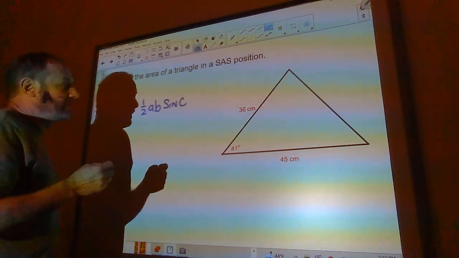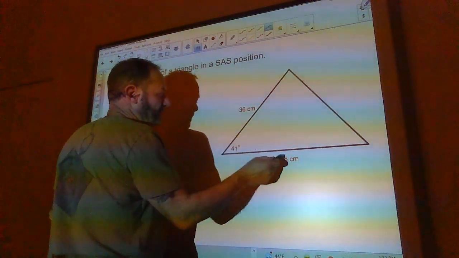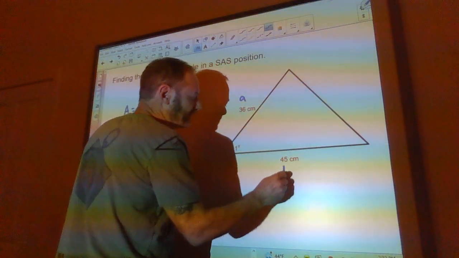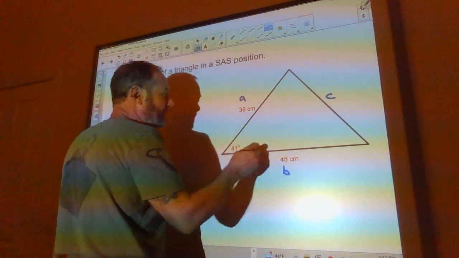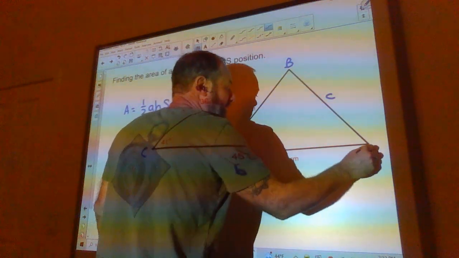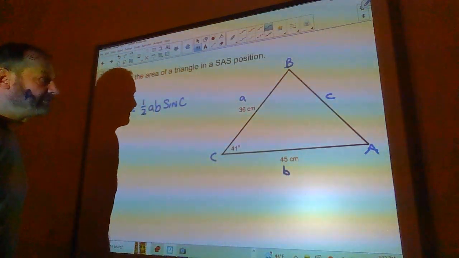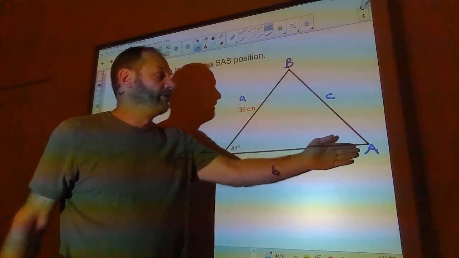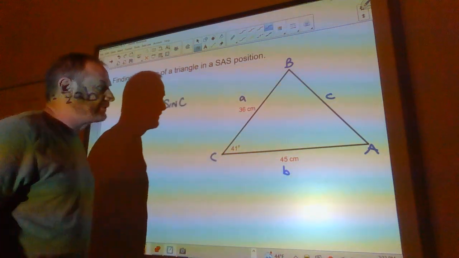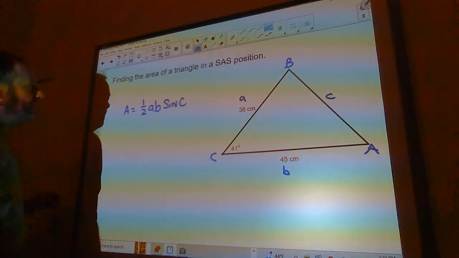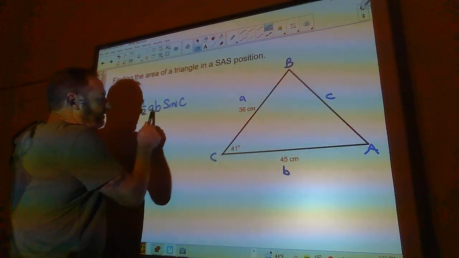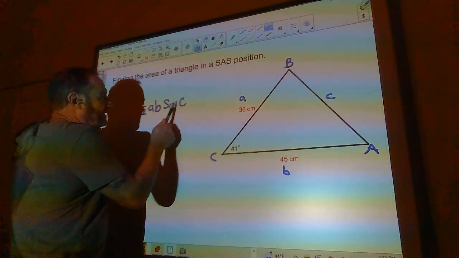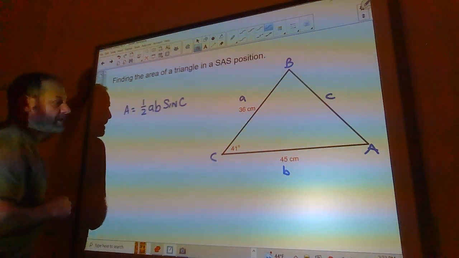Now, if I label this thing properly, let's say I know these two sides, so I call this A and B, it doesn't matter which one's which. That would make this side C here, which would make this angle C. This would be angle B, and this would be angle A. It's important that you have the sides and the angles properly labeled. So basically it's 1/2 of a side times another side times the sine of the angle between them.